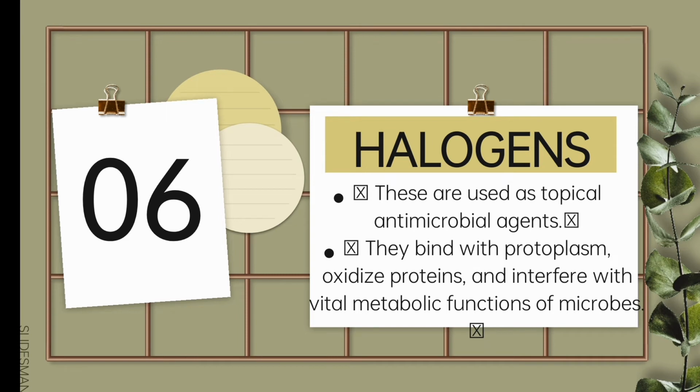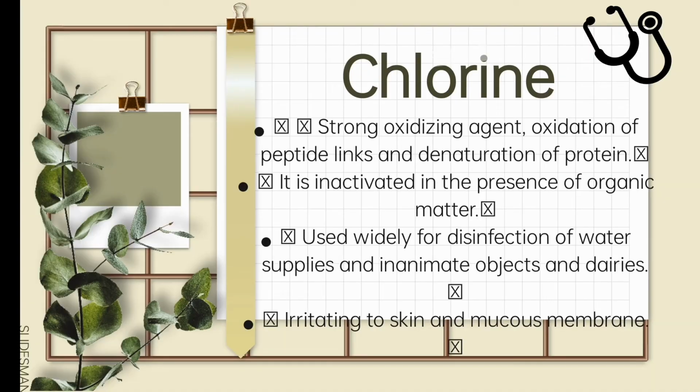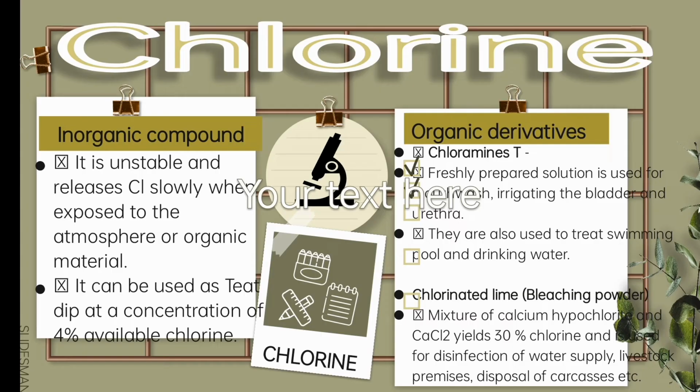Sixth, halogens. These are used as topical antimicrobial agents, and they bind with protoplasm, oxidize proteins, and interfere with vital metabolic functions of microbes. Chlorine is a strong oxidizing agent, causing oxidation of peptide links and denaturation of protein. It is inactivated in the presence of organic matter. Chlorine has two types. First is the inorganic compound, which is unstable and releases chlorine slowly when exposed to the atmosphere or organic material. Second are organic derivatives, which are chloramine T and chlorinated lime. Chloramine T is also used to treat swimming pool and drinking water.